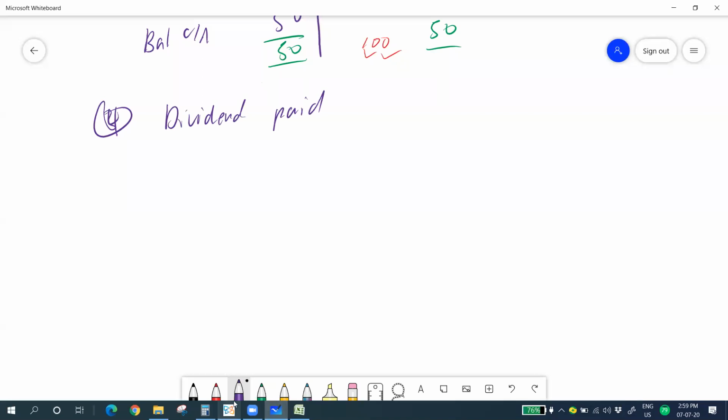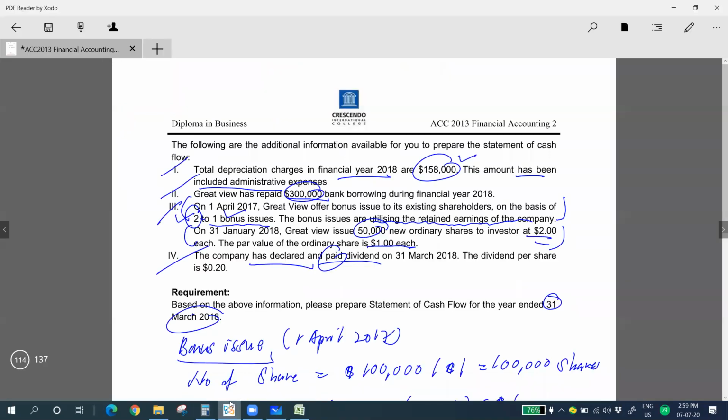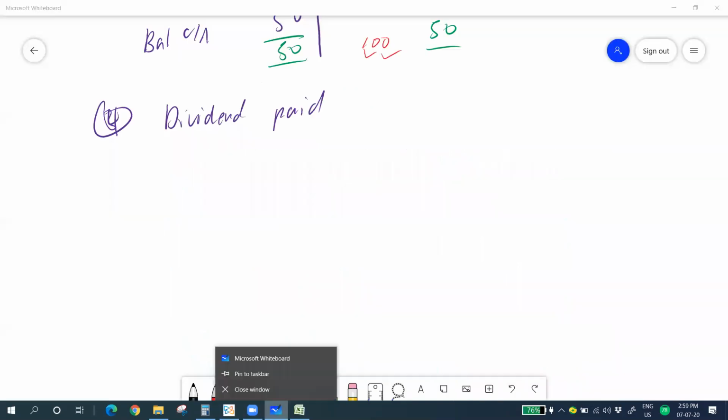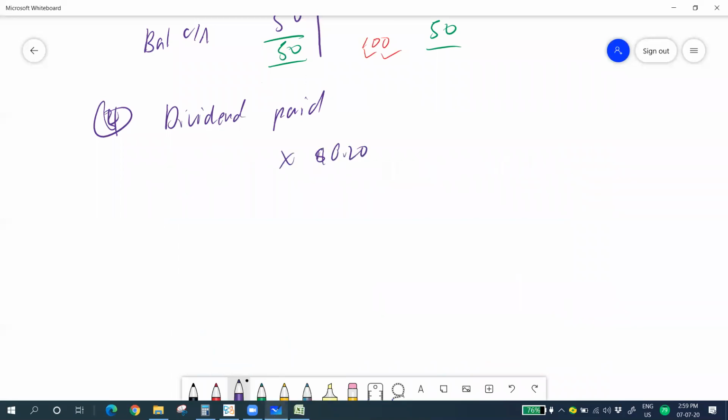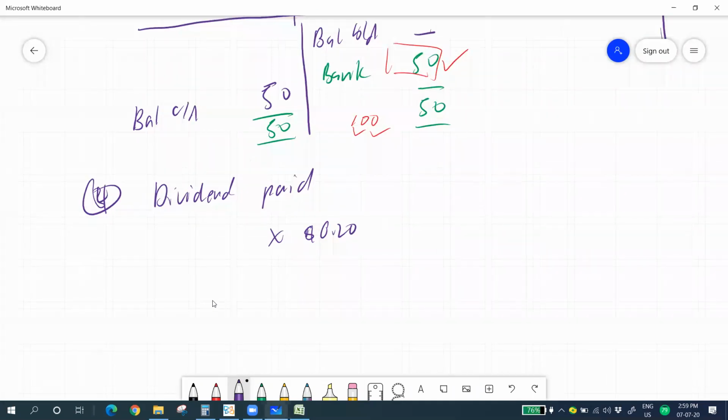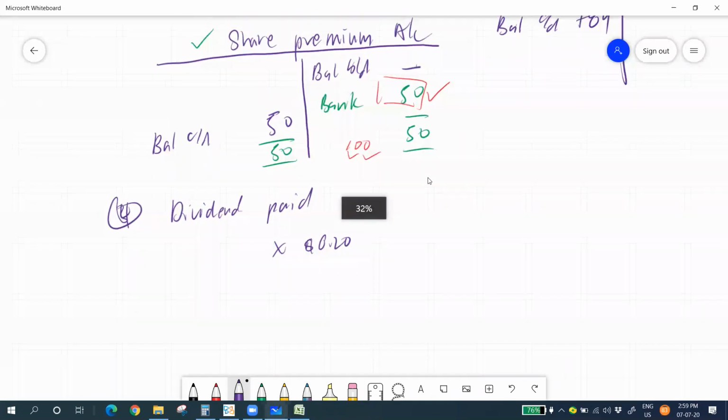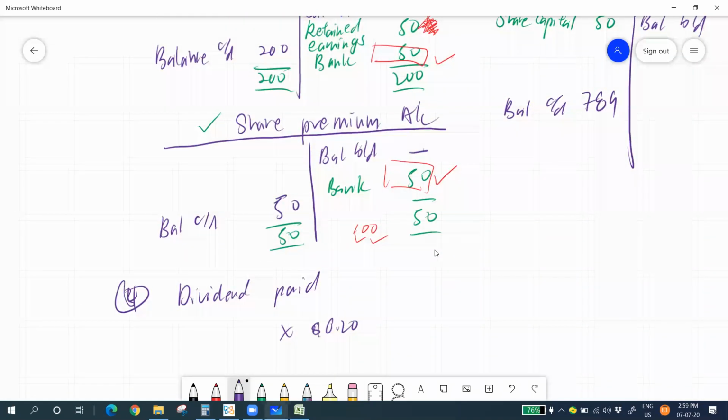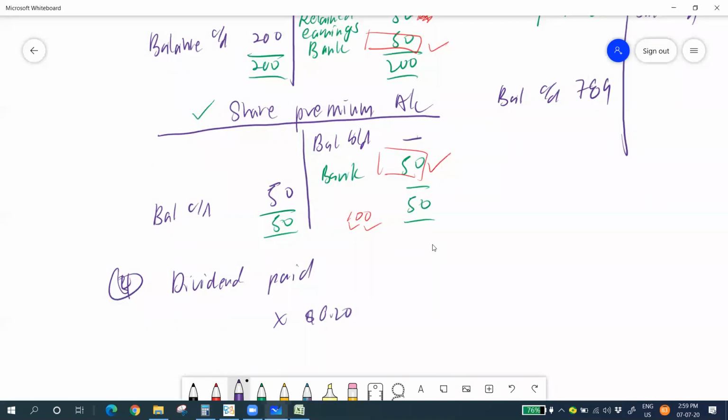So my dividend rate is 20 cents per share, right? So here we have to multiply with 20 cents. But my question, how many shares do we have to multiply with 20 cents? How many shares that we have to use to multiply this?